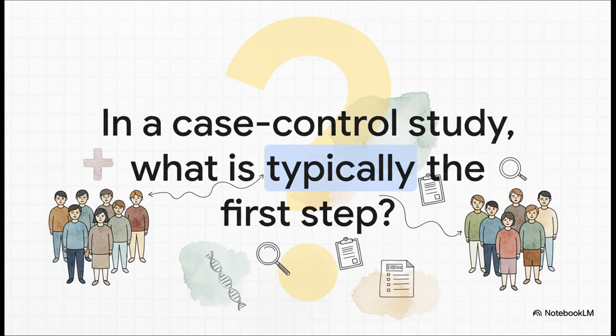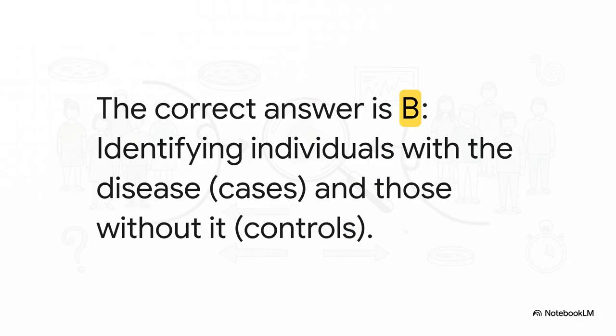Do you start following a bunch of healthy people forward in time? Do you randomly give some people a special treatment? Or is it something else entirely? Take a look. And the answer, the absolute starting point, is B. Yep, that's the key. Before you do anything else, you have to define your two teams. You've got the people who are sick, we call them the cases, and a super carefully chosen group of people who are not sick, those are the controls. Seriously, that one decision is the foundation for the entire investigation.